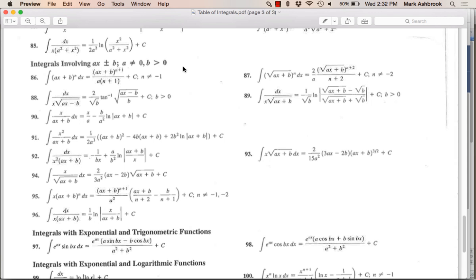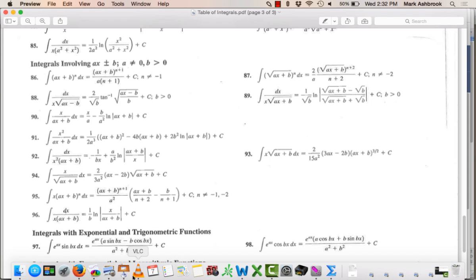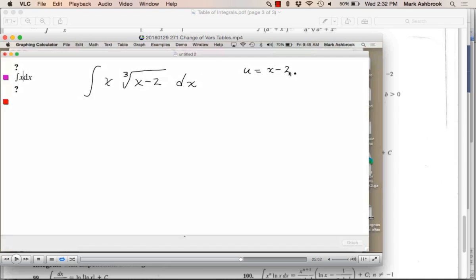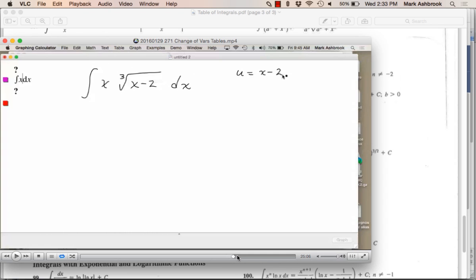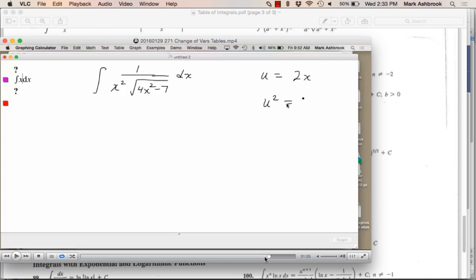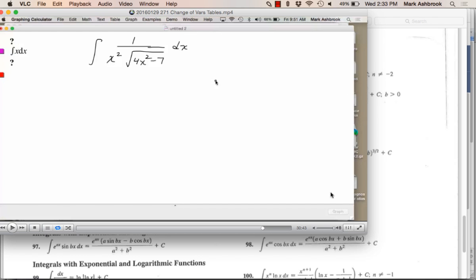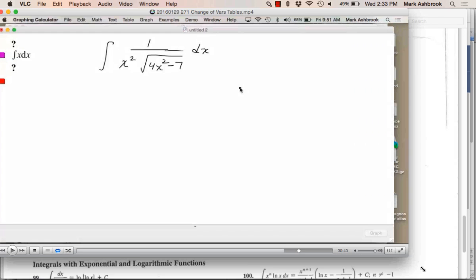So let me show you how you use this. For example, if we have this problem right here: 1 over x squared times the square root of 4x squared minus 7.